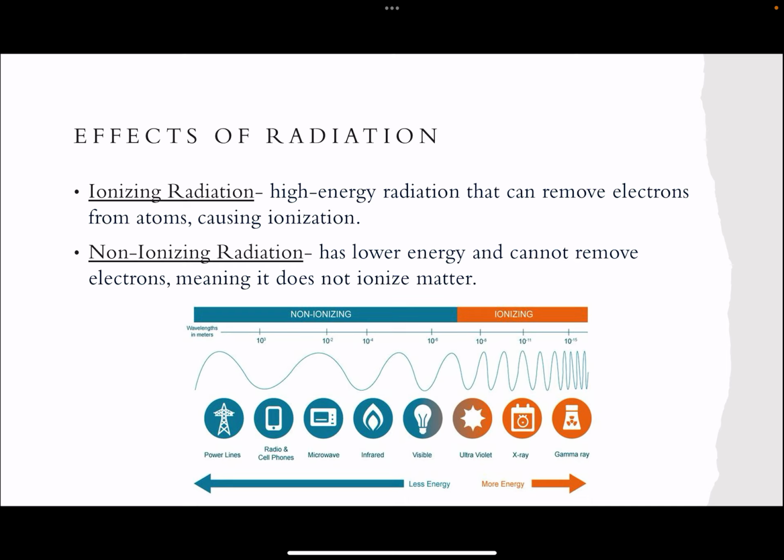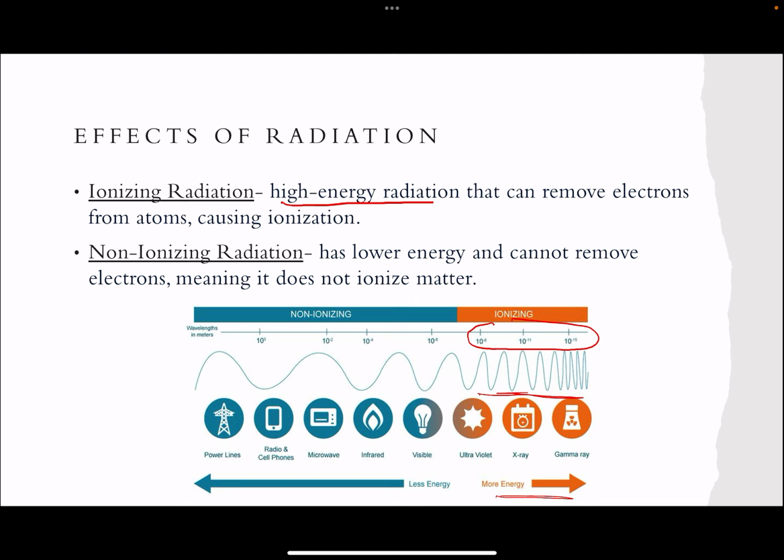Now, effects of radiation. Radiation can be broken down into ionizing or non-ionizing radiation. So ionizing radiation are going to be your higher energy radiations. If you look at the scale here of waves, the ionizing radiations are the ones that are teeny, they're smaller. Those waves are a lot closer together. They have a higher frequency, and therefore they have more energy.